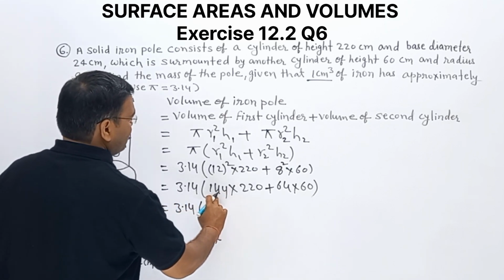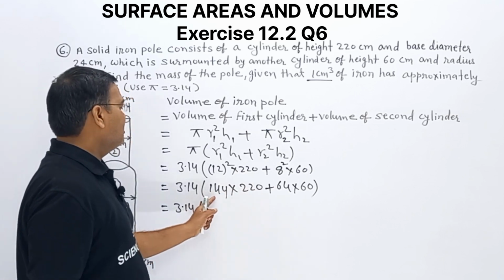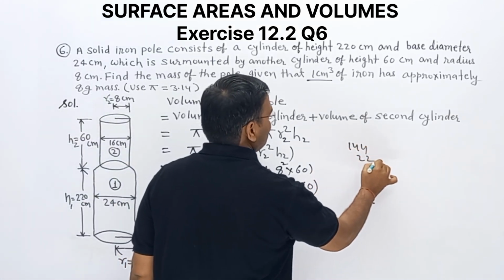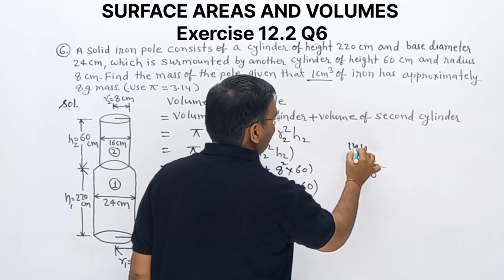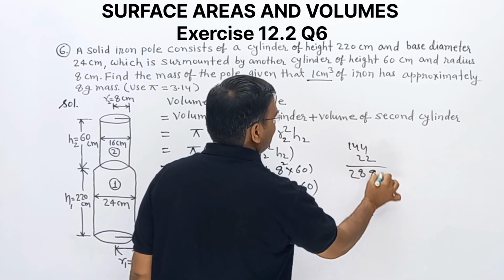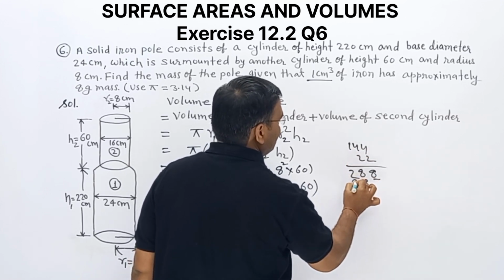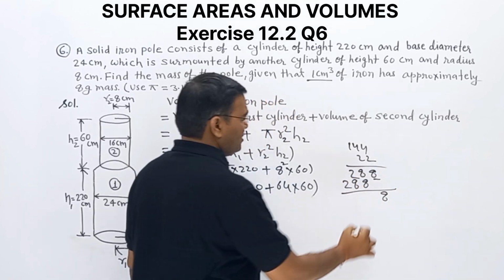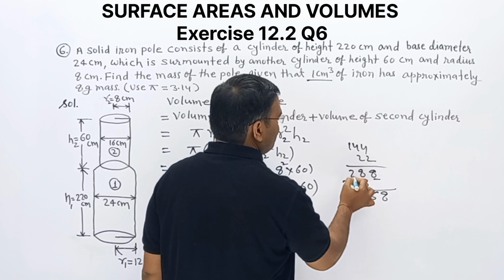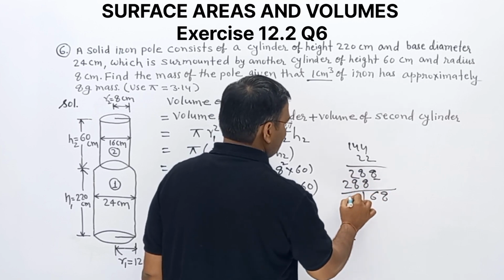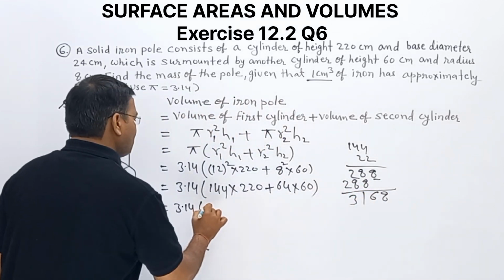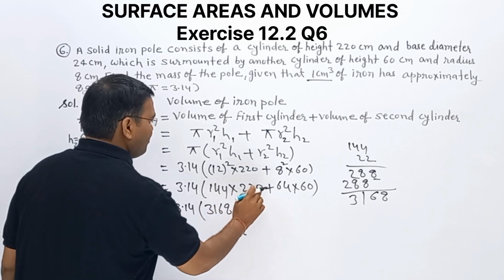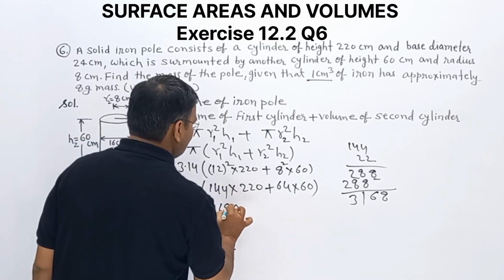3.14 into multiplication of 144 into 22. 4 2s are 8, 4 2s are 8, 2 1s are 2, 4 2s are 8, 4 2s are 8, 2 1s are 2. 8 plus 8 is 16, 1 remaining. 8 plus 2 is 10, plus 1 is 11. 1 is remaining, 3. 3168, but there is 0, so we will put 0 there.